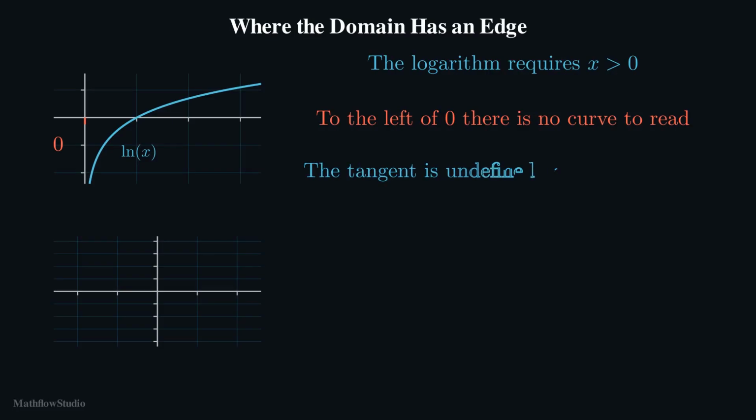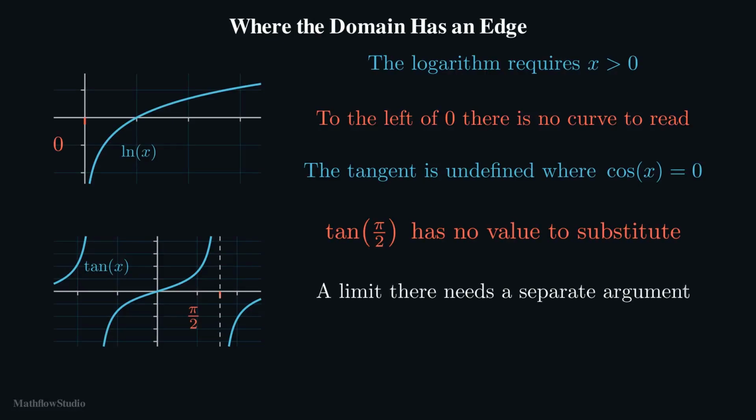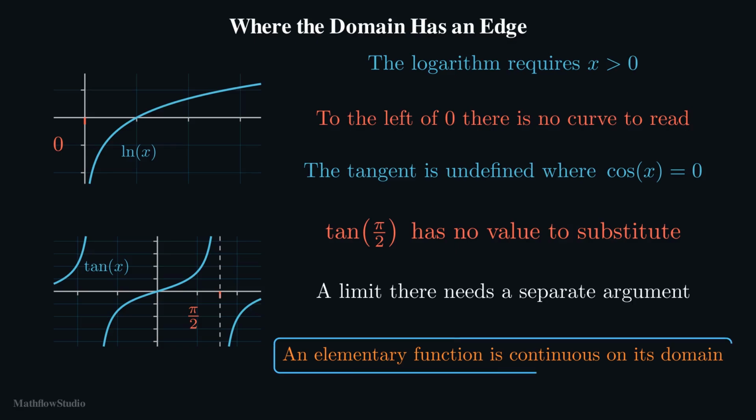The tangent fails differently. It is undefined wherever the cosine is 0. At a quarter turn, the tangent has no value at all. A limit at such an input needs a separate argument rather than a substitution. An elementary function is continuous at every point of its own domain, and the domain is part of the claim.